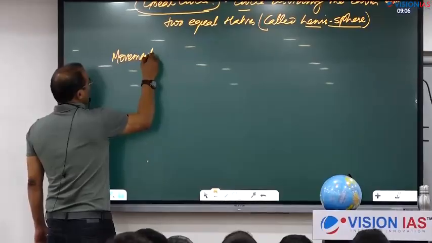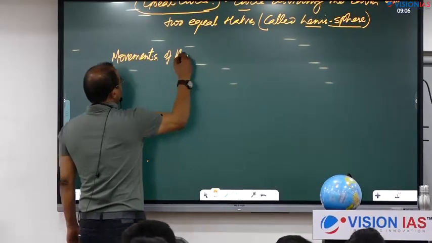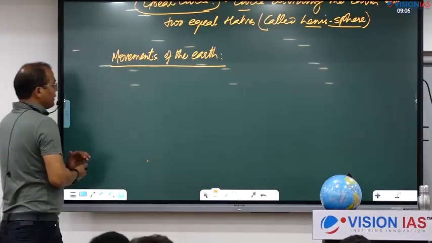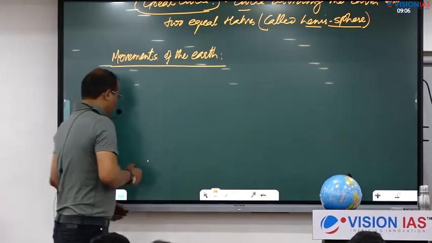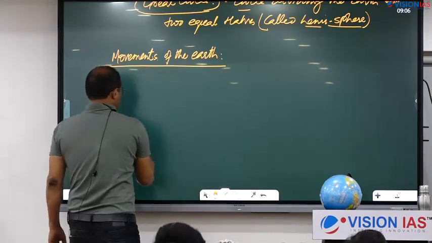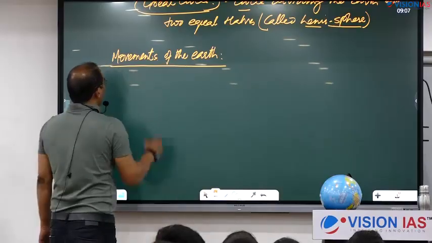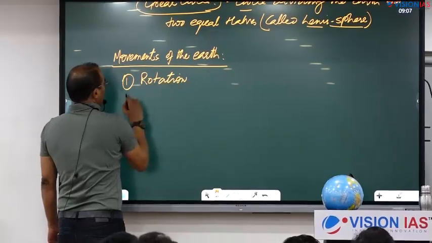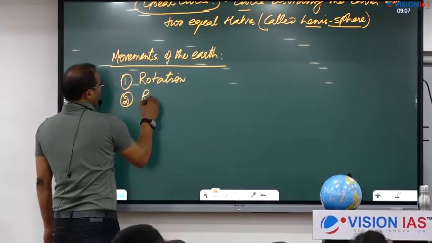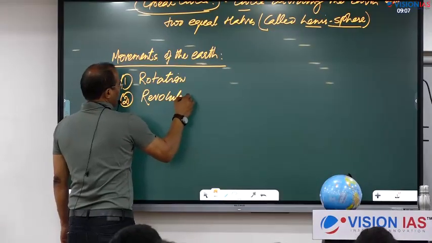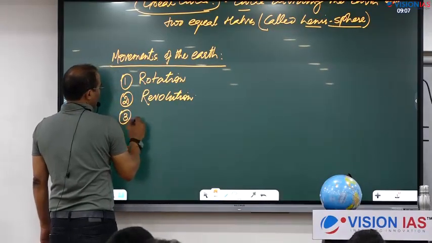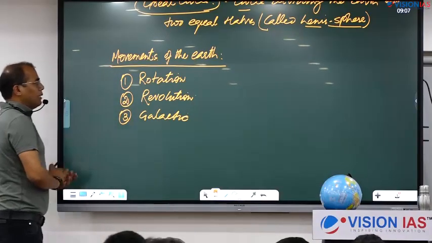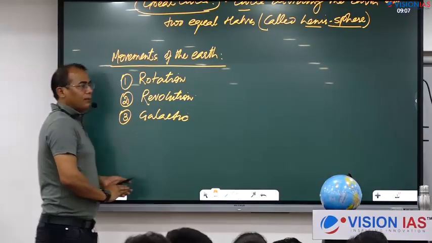Movement of the earth. What are the movements? How many ways does the earth move? Rotation and revolution, right? These two are commonly found, rotation and revolution, and the third one, which is not very common, is galactic. There are three important movements of the earth.